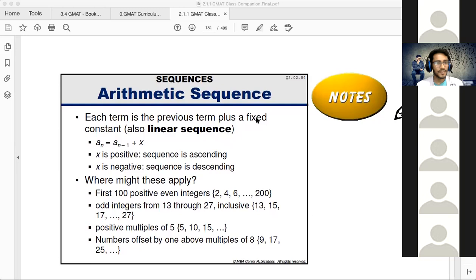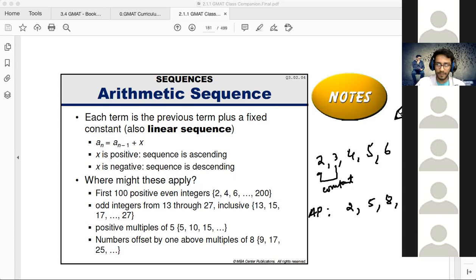A linear sequence is this: each term is the previous term plus a fixed constant. It is also called arithmetic progression, like 2, 3, 4, 5, 6. Each term differs from its preceding term by a certain constant. So what is AP? I'll tell you first. AP is a sequence like this: 2, 5, 8, 11, 14. What does this mean? Every subsequent term differs from its preceding term by a fixed constant. This 3 should not go on to become 4. It should be constant.